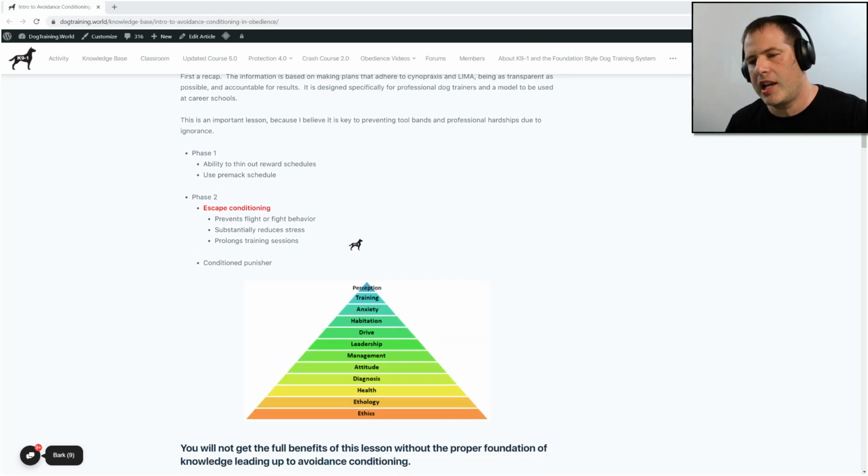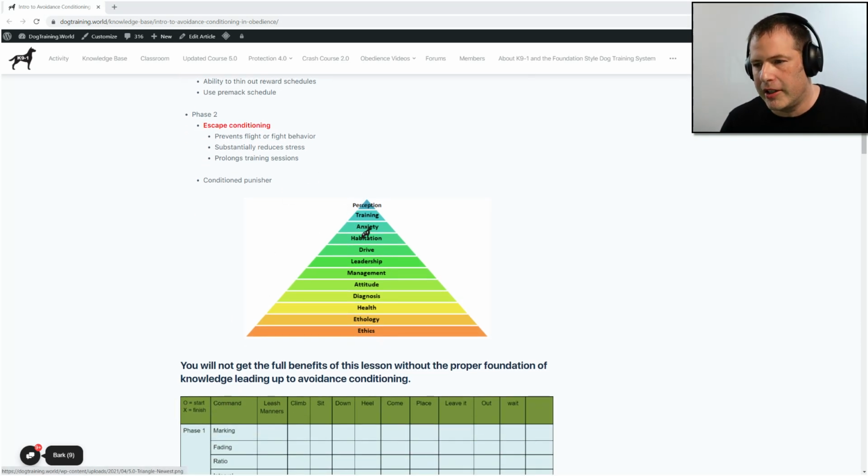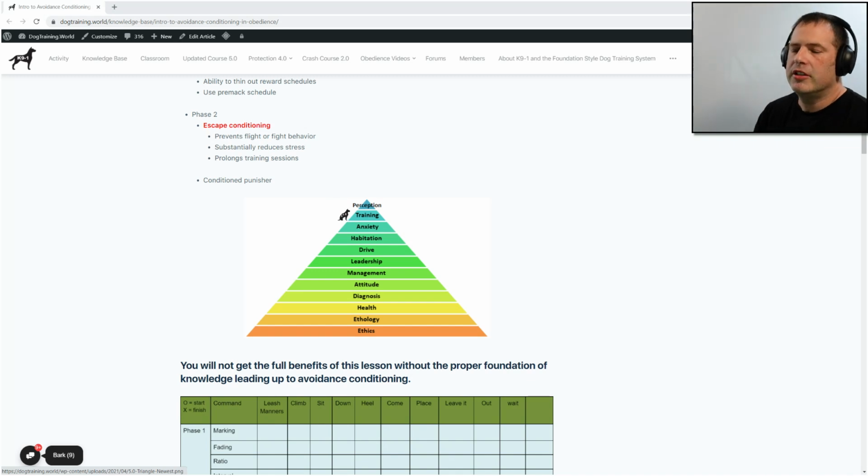And we want to get a recap even before we move on to understand what it is exactly that we're teaching the dog here and what the prerequisites are. And we always go over here, right? Training is all the way up here. So there's a lot of things that you really ideally want to have a good handle on before you do this, right? And of course, ethics, right?